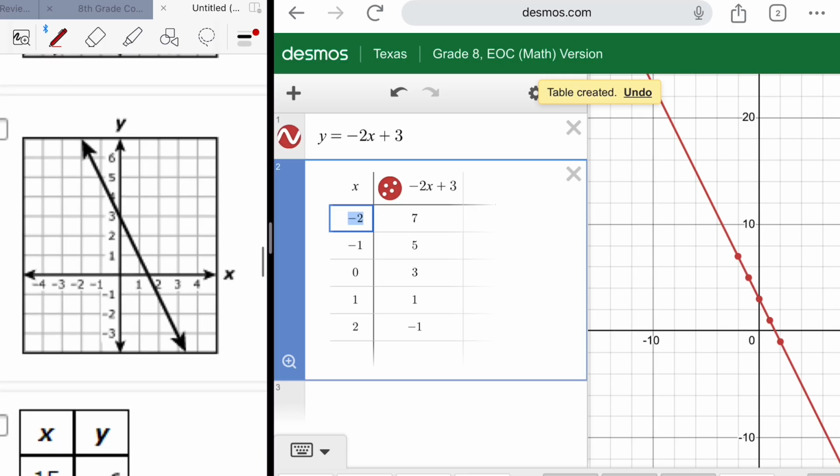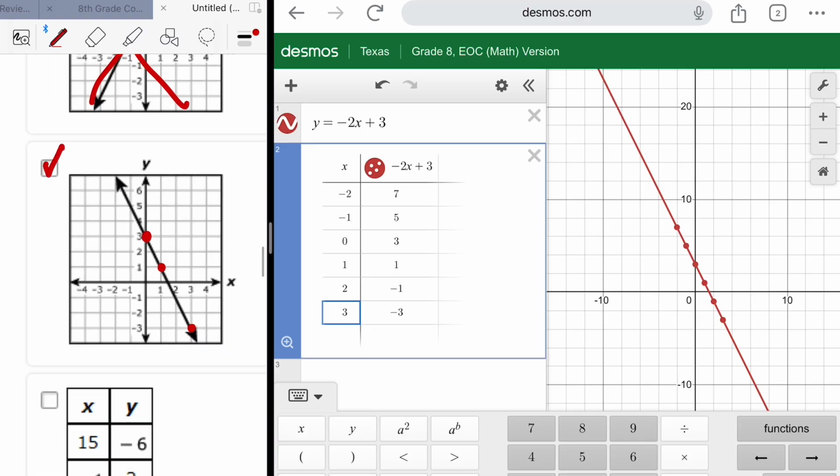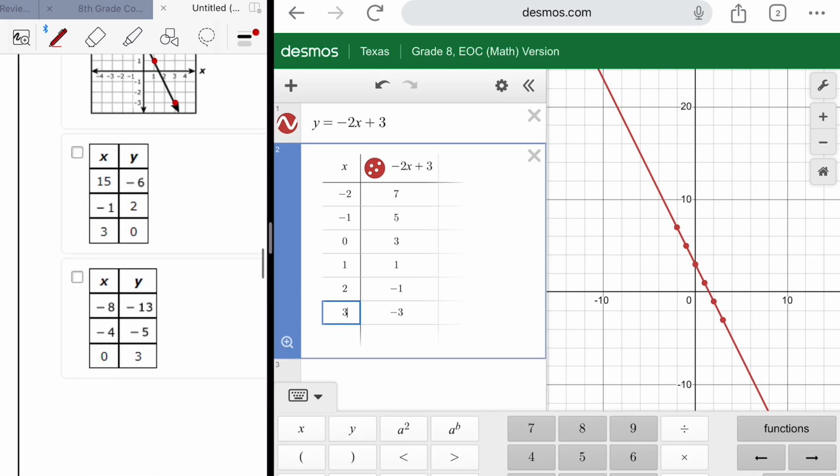Take a look at the first one. I have 0, 3. Do we have 0, 3 right here? Perfect. Cool. And then do I have this point on the graph, 1, 1? Do we have it? Perfect. Somebody said, I'm not sure if this one crossed this point. Let's put it down. I don't have it. 3 and negative 3. So is that correct? Yes. Could be my answer. And then go back down to the table.